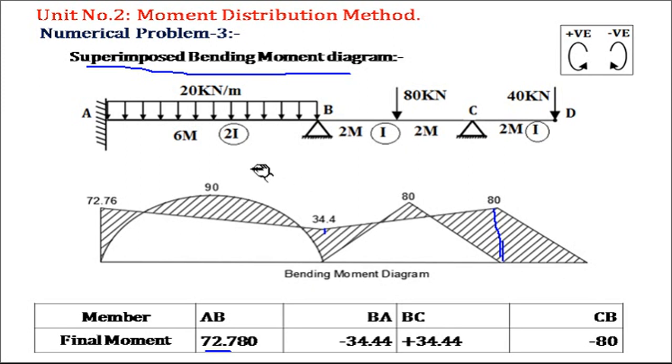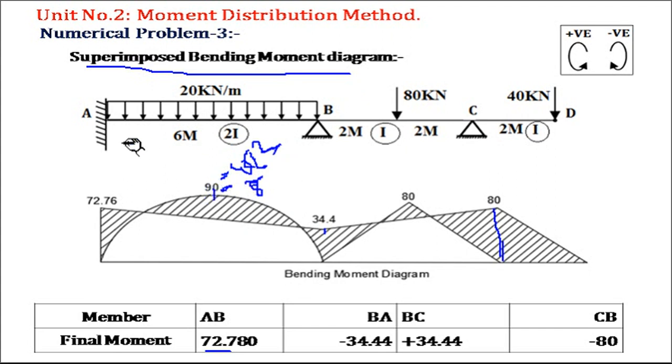Now we have to draw the free bending moment diagram. In portion AB it is loaded by a uniformly distributed load. As we know, the value of the free bending moment is WL squared upon 8. The value of W is 20 and L is 6, so 20 into 6 squared upon 8. So we get the value as 90.